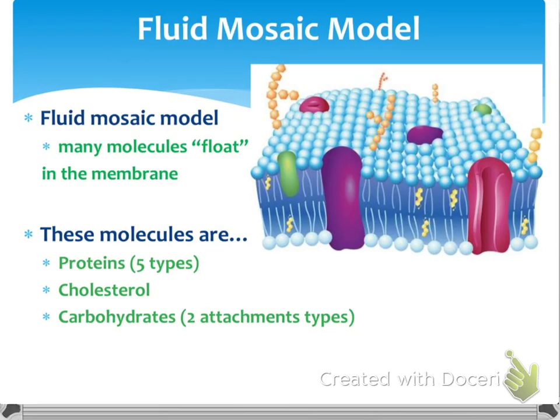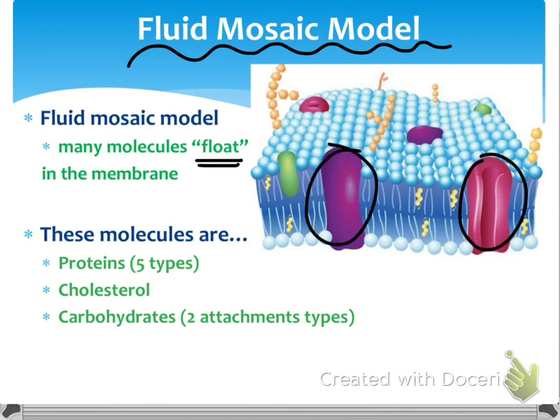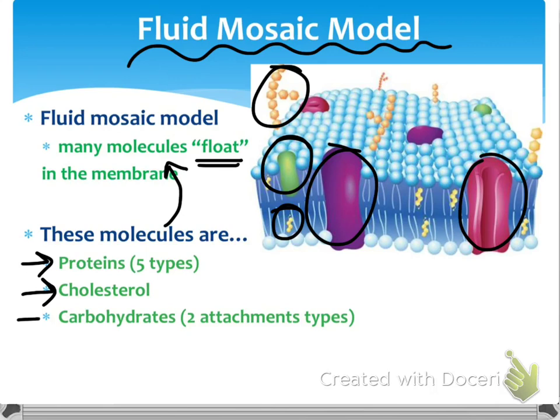So the cell membrane is also called a fluid mosaic model. So this means that many molecules float in the membrane. So you see we have this guy, this is kind of on the outside, this is floating, this is floating. There's lots and lots of parts that make up the cell membrane. So these molecules above here are things like proteins, and there's 5 types total. Cholesterol and carbohydrates, which are 2 different types.